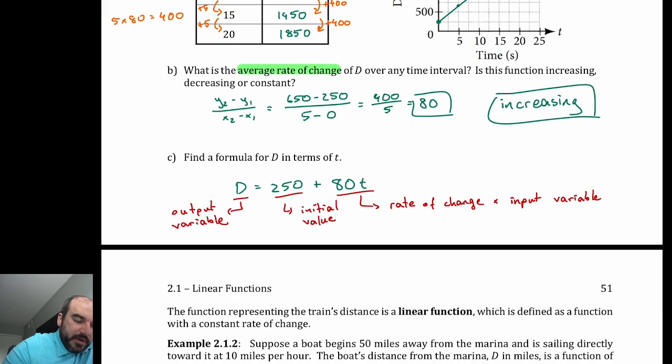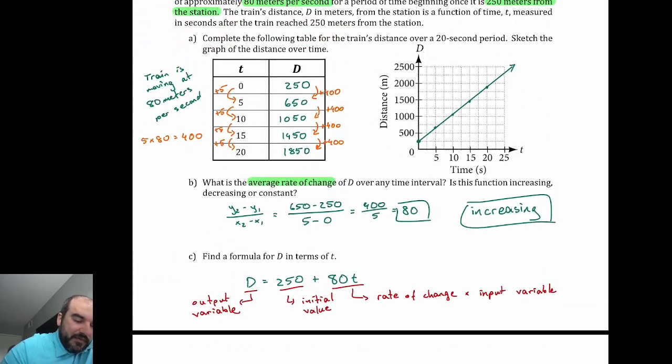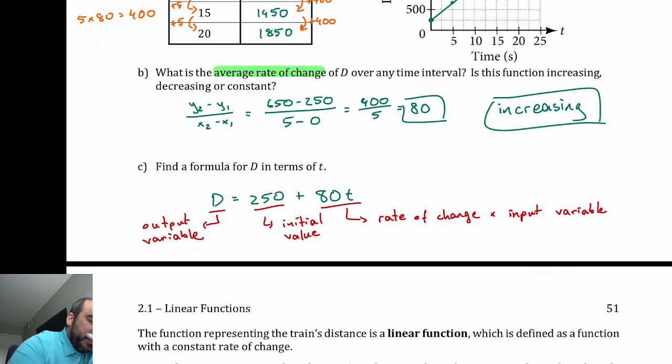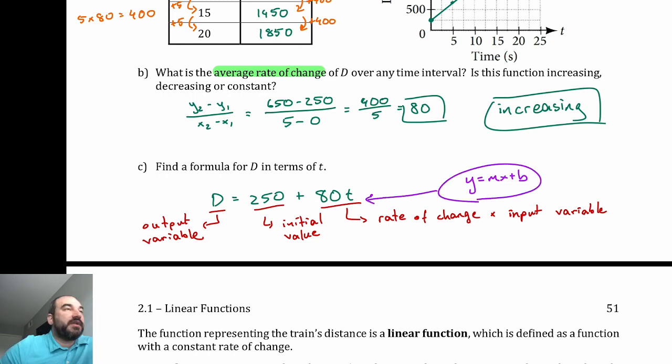If you pay a little bit close attention, that formula is essentially y equals mx plus b. Is this equation. I've just written it reversed.